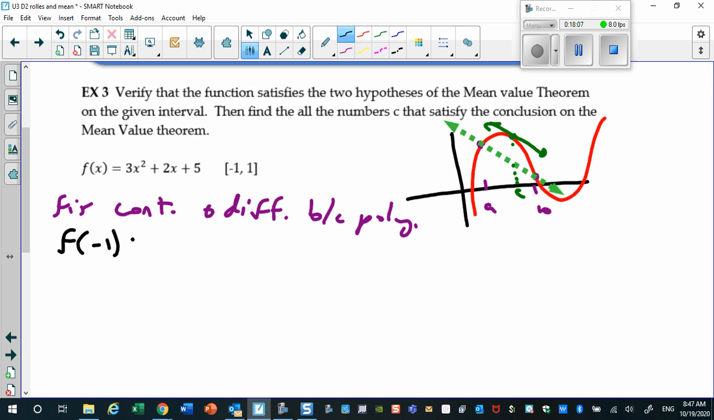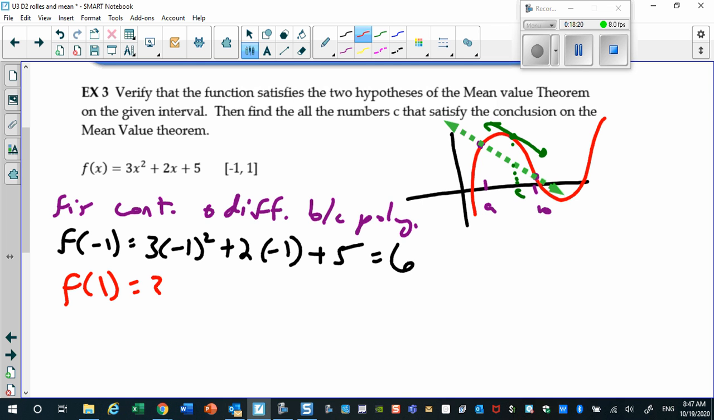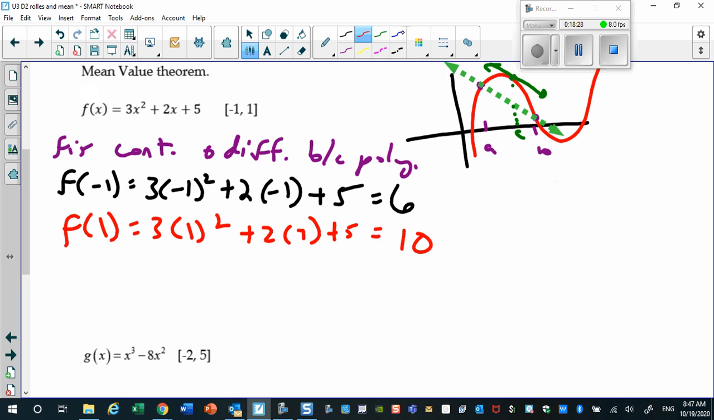F of -1 is 3 times -1 squared plus 2 times -1 plus 5. That's 3 minus 2 is 1 plus 5 is 6. F of 1 is 3 plus 2 plus 5 is 10. And then I'm going to find f prime of x, just 6x plus 2.